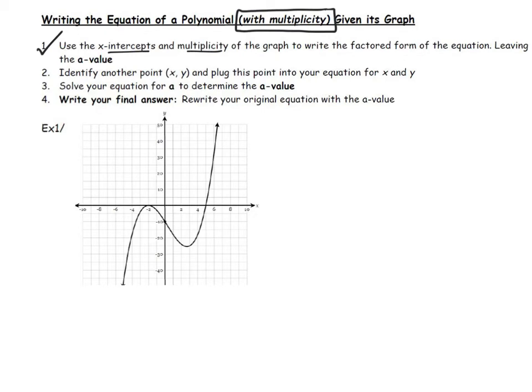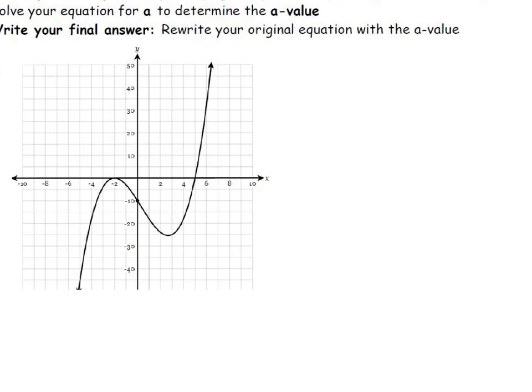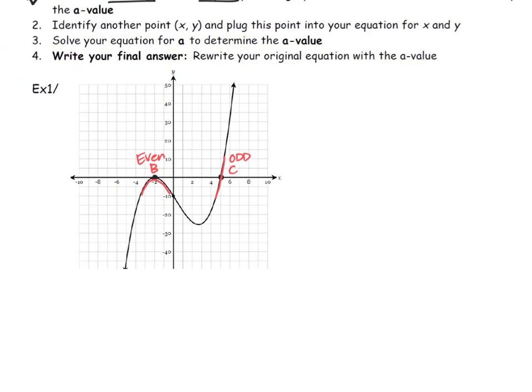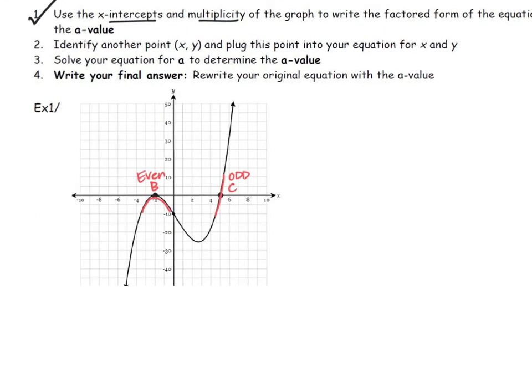Okay, so let's look at the zeros. I have a 0 here. That's at -2. And that 0, let's pay attention to what's happening, is bouncing. That means that it has an even multiplicity. Let's look at the next 0 right here. That's at the number 5. That 0 is crossing right through the x-axis, so that's a cross. That means that it's odd multiplicity. Okay, so our equation only has 2 zeros. One has even multiplicity, one has odd multiplicity.